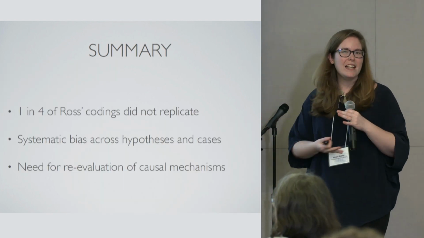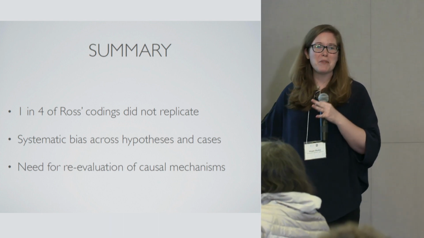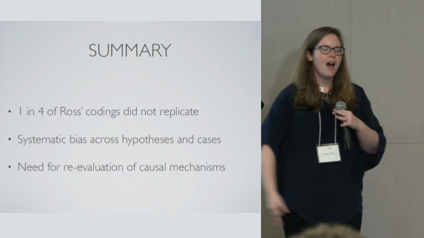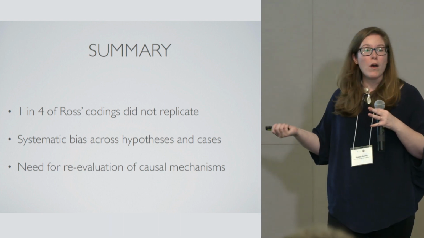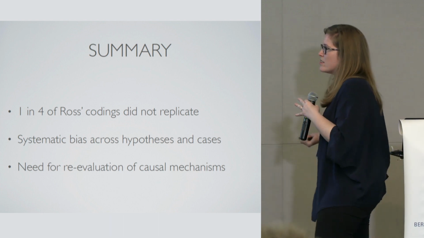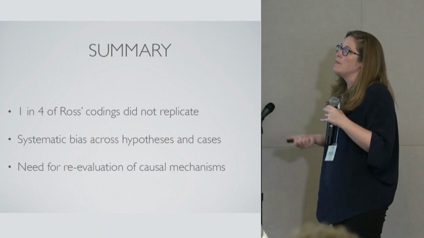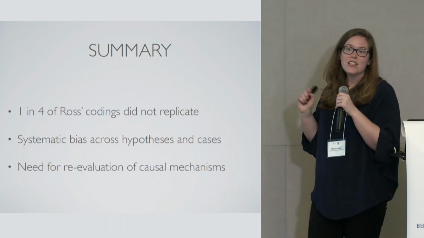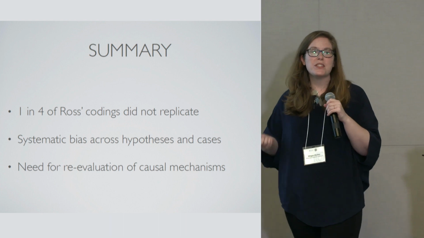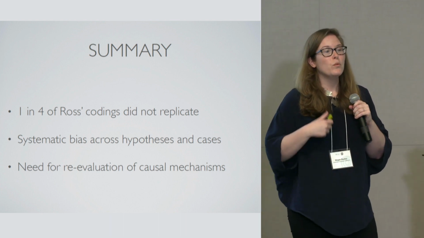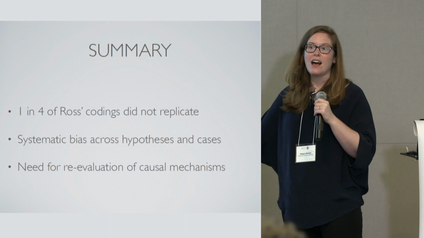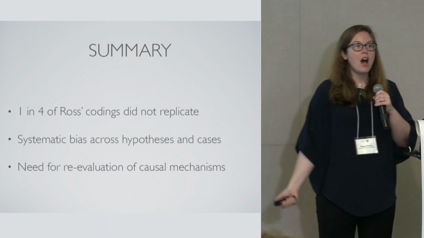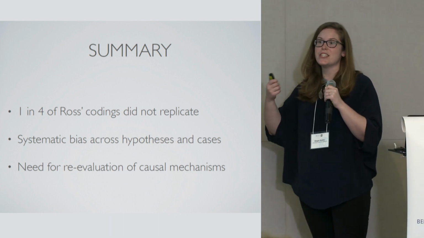So to summarize, there's a lot going on with this paper and a lot of material we had to go through, so I wanted to make sure that I gave you the highlights. But we found that 1 in 4 of Ross's codings did not replicate, and that there was systematic bias across hypotheses and cases. And this is particularly the case in terms of the greed and grievance mechanisms, which he noted and dismissed as part of the main takeaway of the paper and the thing that he wanted political scientists and other conflict researchers to take away.